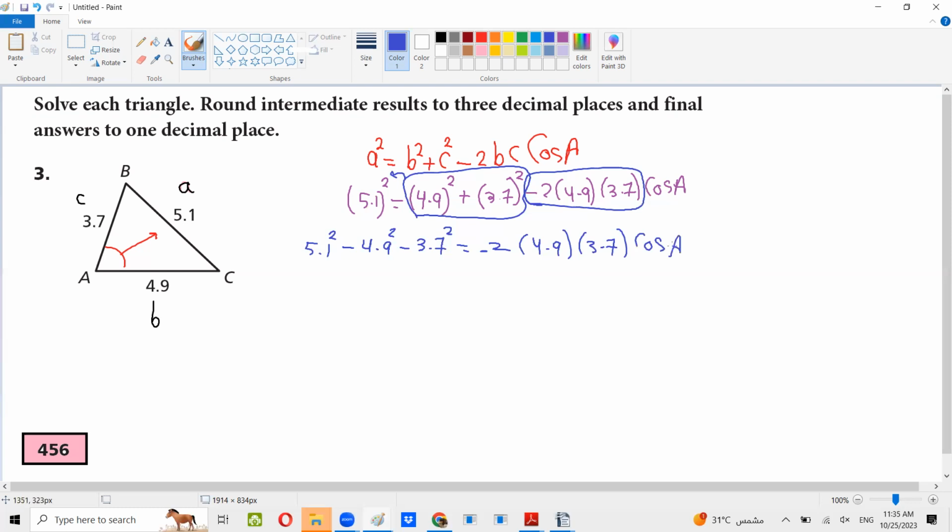I want the value of the left side only: 5.1 to the power of 2 minus 4.9 power 2 minus 3.7 power 2. Negative 11.69 equals negative 2 times 4.9 times 3.7.